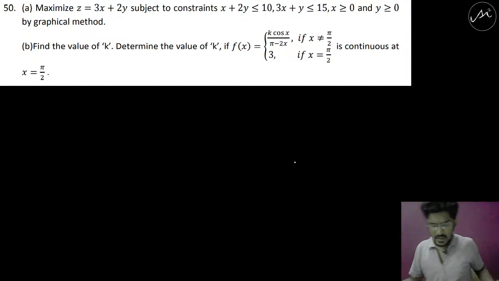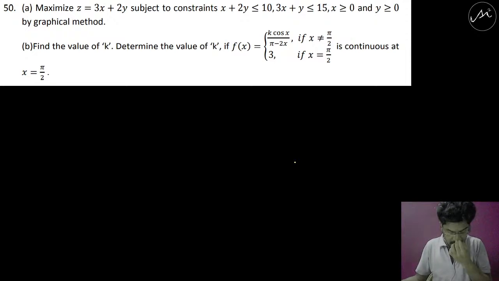Okay. So now you just see here in the 50th question, they are asking to solve for maximum and minimum.